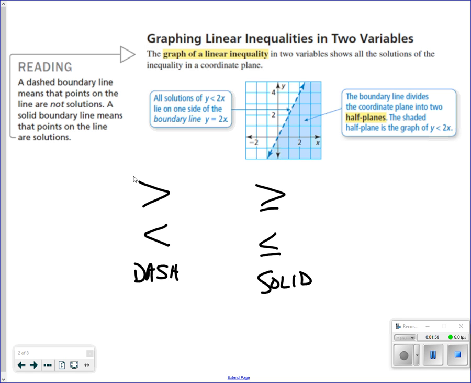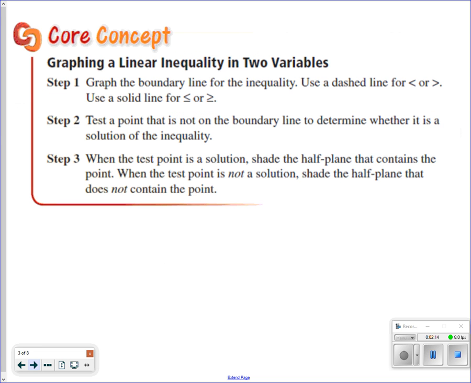And then you are always going to shade half of the graph. So you're either going to shade above or below or to the right or to the left of the line. So again, you're always going to shade half of the graph if you have one inequality. So these are the steps. First, you're going to graph the boundary line, then decide whether it's dashed or solid. You're going to test a point. Now, this one right here, I'm going to put a bunch of stars by that. You can test a point, and I will help you with testing a point.